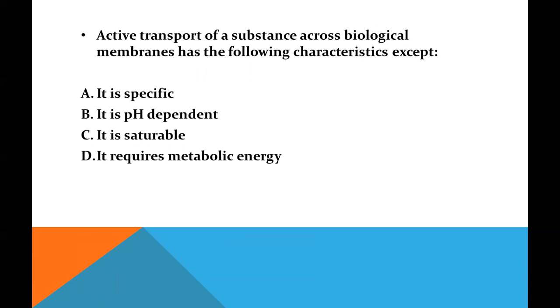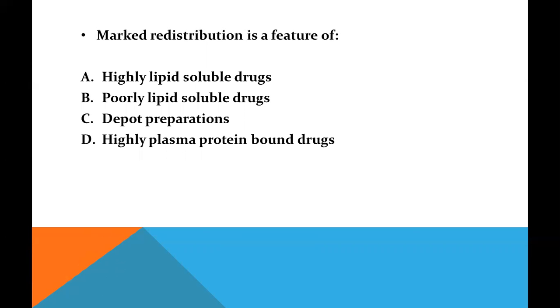Active transport of a substance across biological membrane has the following characteristics except. The options are: it is specific, option B is it is pH dependent, option C is it is saturable, option D is it requires metabolic energy. So the correct answer is option B, it is pH dependent. Now moving to the next question.